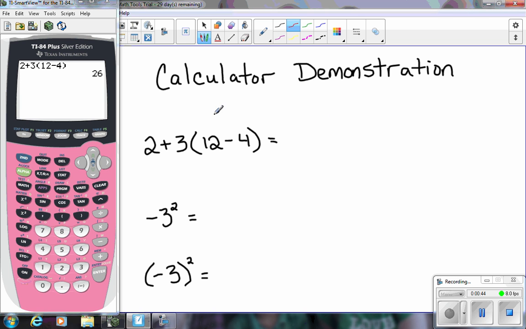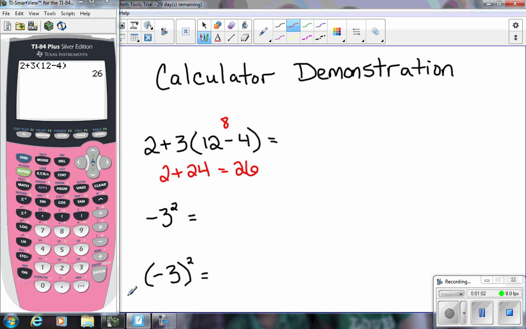Now remember, when we followed order of operations, 12 minus 4 is 8, 3 times 8 is 24, and 24 plus 2 is 26. So your calculator will follow the order of operations and you can type it in exactly the way it appears. Now this next problem is one I want to point out to you.